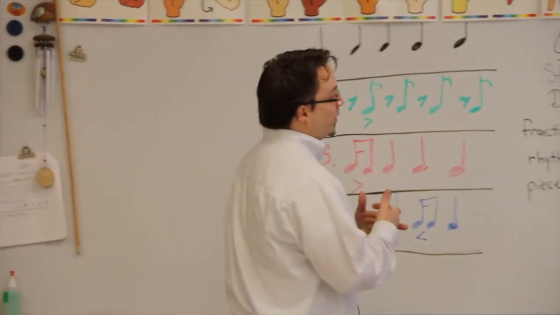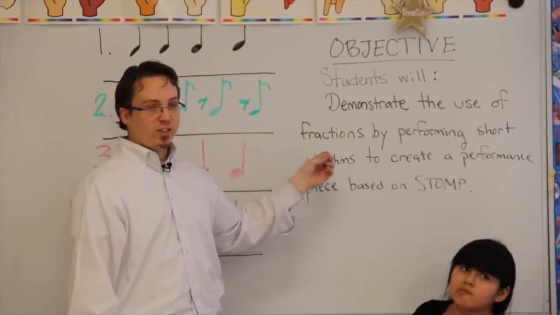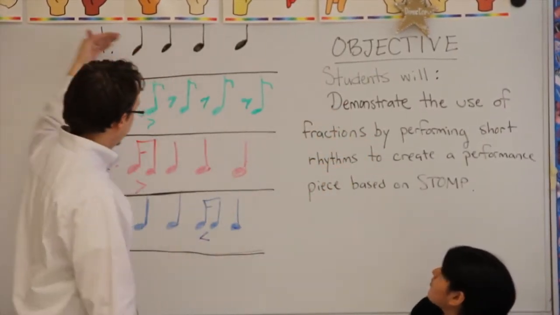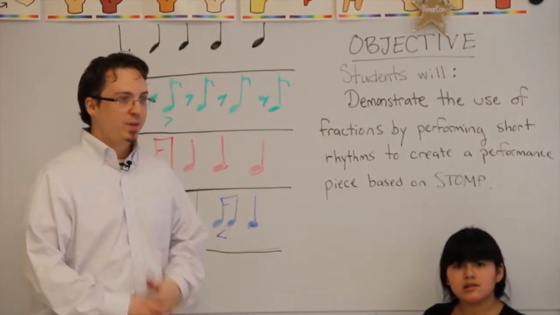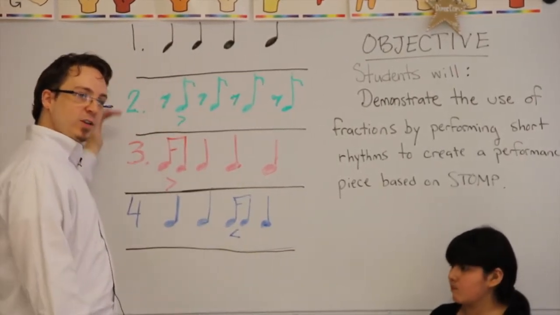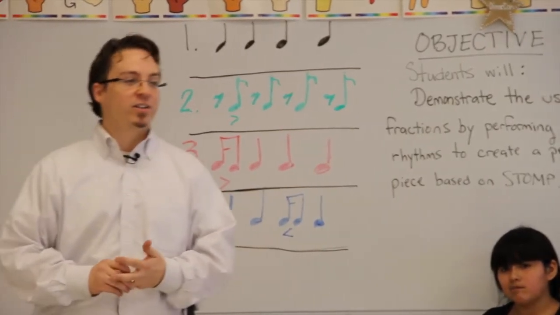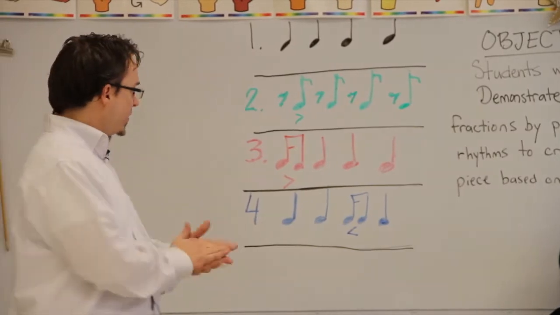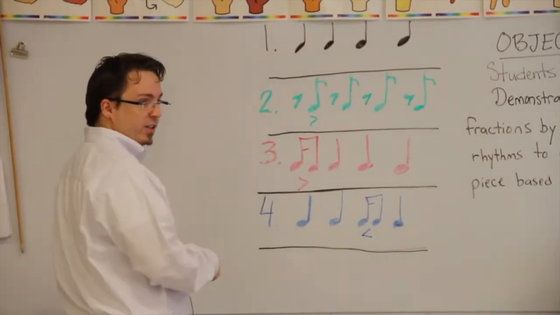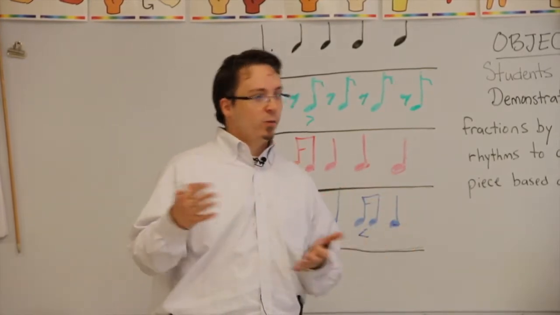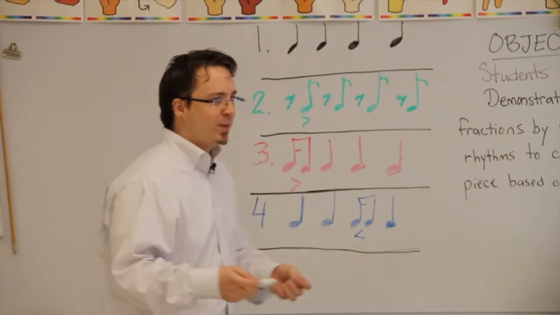So, what I have over here is our objective: you're going to demonstrate the use of fractions by performing short rhythms to create a performance piece based on Stomp. And we're going to show how these 4 simple rhythms turned into your performance piece that we're going to demonstrate downstairs in the auditorium. So how this works, at the beginning of every piece of music, there's usually a fraction. It could be 3/4, 4/4, 6/8, 12/8, whatever those numbers mean.